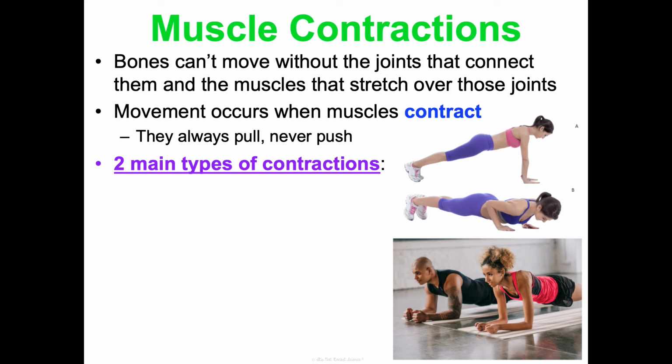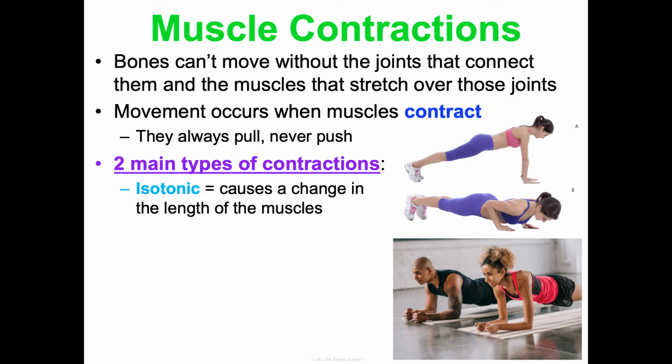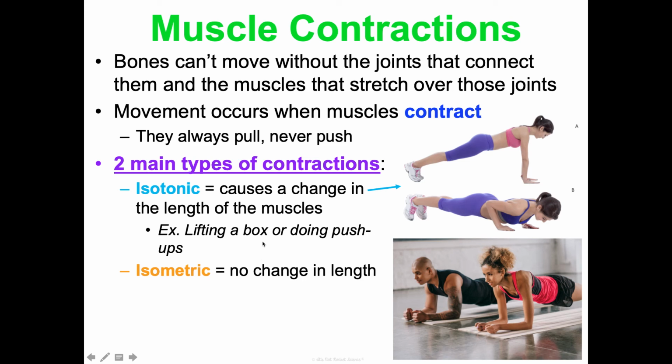And we have 2 main types of muscle contraction on a big picture scale. We have isotonic, which are muscle contractions that cause a change in the length of the muscles. So like lifting a box or doing a push-up like we see here. As she bends her arms so she can go down and then come back up, that's an isotonic movement. The length of her muscle is changing as she's moving. But sometimes you do isometric contractions, and these require no change in length. So just standing and holding good posture, your body is in a muscle contraction to maintain that good posture, even though you're not moving. And holding a plank, that's an isometric contraction.